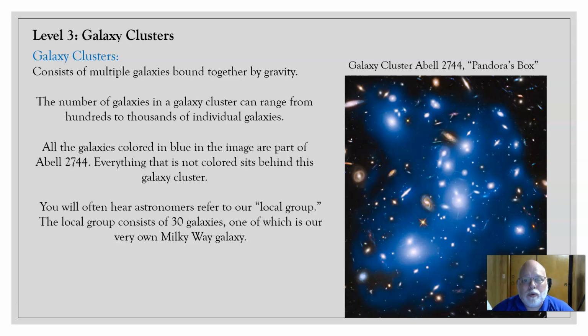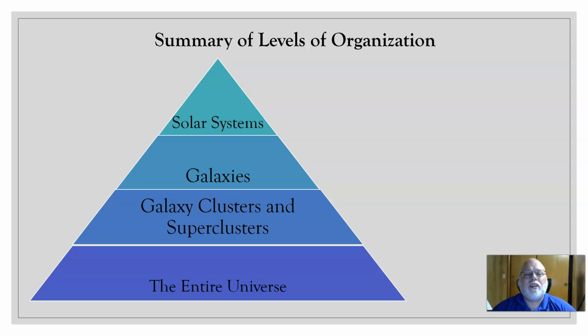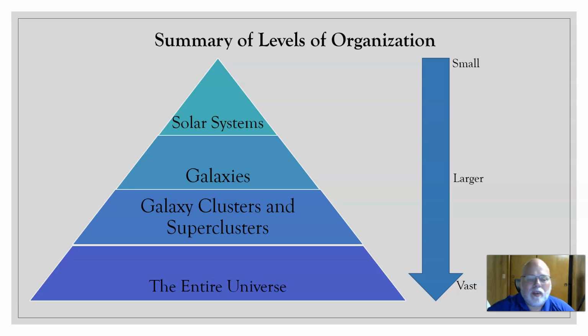Okay, so what have we learned about structure? Well, what we've learned is that we can build up levels of structure. We have solar systems, and solar systems have stars, then we have these stars with their planets grouped together into galaxies, and then galaxies can hang out with one another. We've got galaxy clusters and superclusters, and then of course we end up putting all that together. That's our entire universe. And the idea is that as we move from the solar system out to the entire universe, we're moving from small to larger to vast.